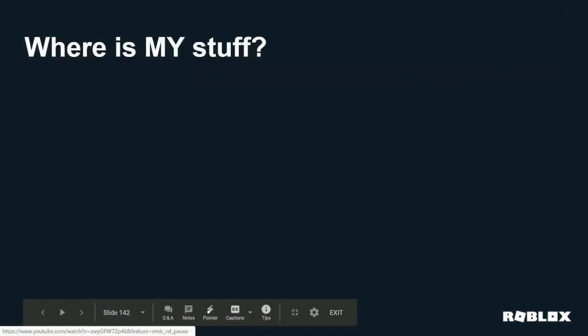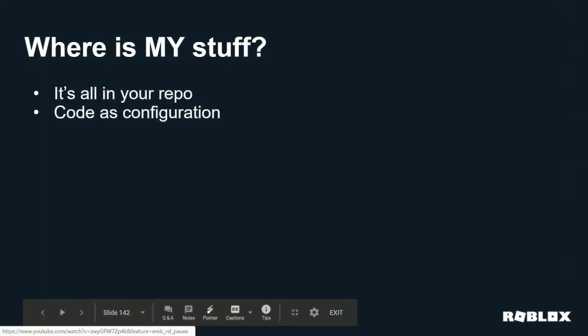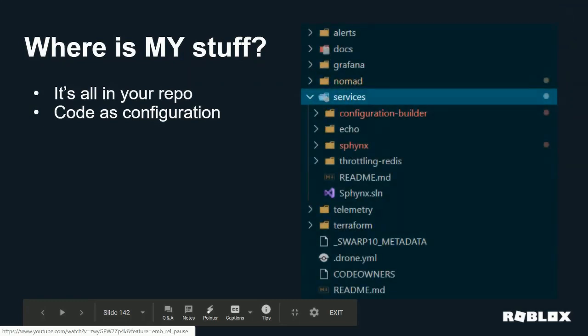And this starts to change this answer, right? Because suddenly I know where my stuff is. And the answer is, it's all in your repo. We hear this term "code as configuration" a lot, but legitimately, this is a slightly modified snapshot of what that generated product looks like.